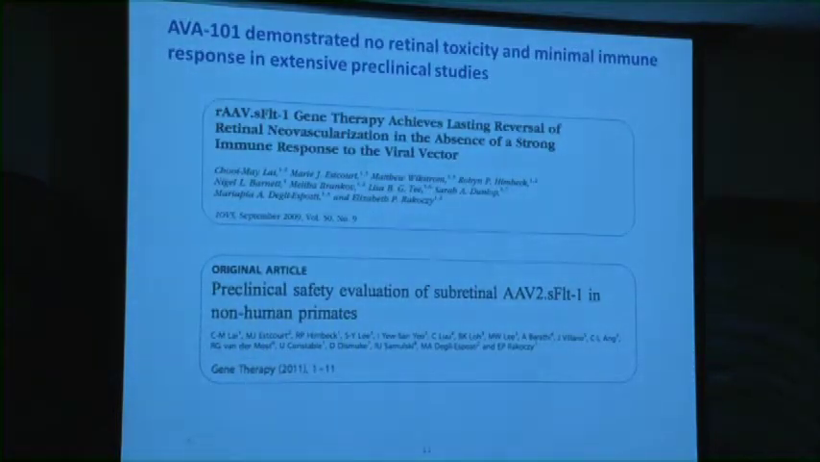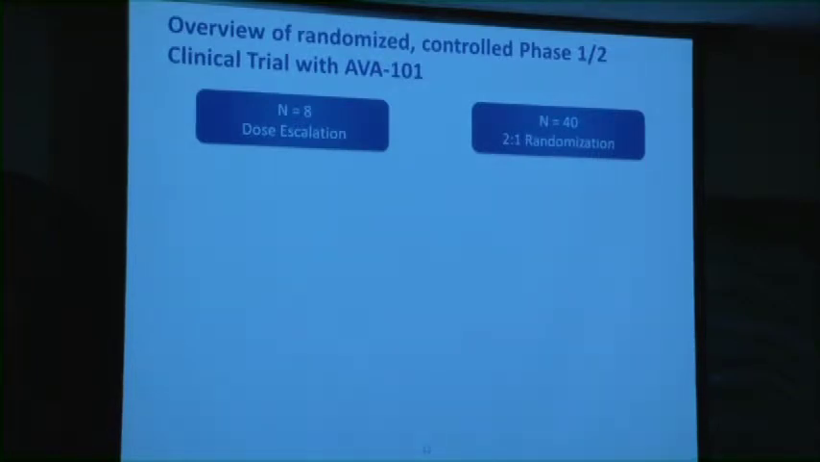And so we'll just point you to 2 articles. We did a lot of extensive work, this is through our academic colleagues in Australia, around the immunology of subretinal AAV2 sFlt, both in mice and then more recently in primates. So the clinical study is designed in 3 steps for a total of 48 patients.